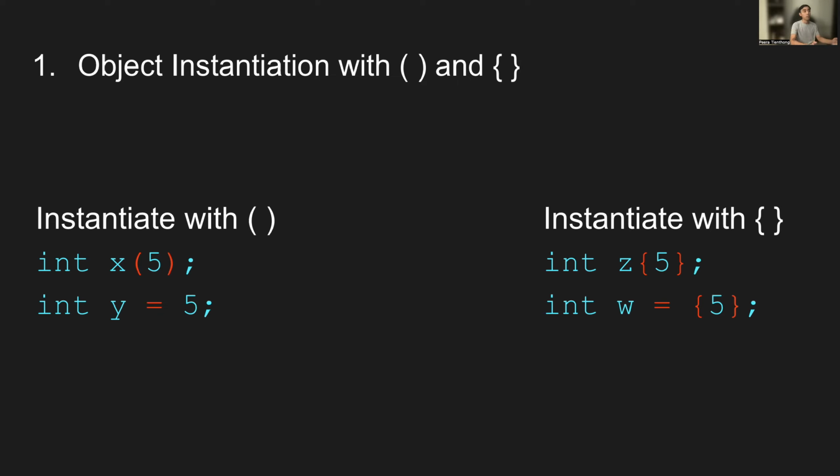If you also see on the right side, you instantiate z of type integer with the value 5 by using the braces, and also instantiate w of type integer using the equal assignment and also braces. Both cases, all x, y, z, and w, they all get the value of 5. So to summarize, we can use parentheses or braces in this case, and they get the same result.